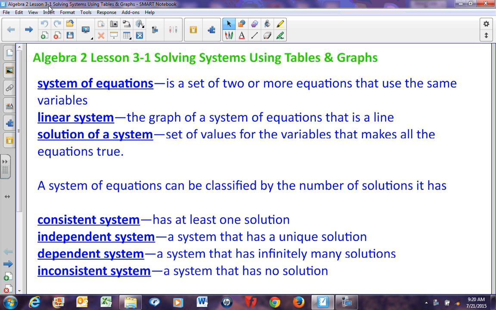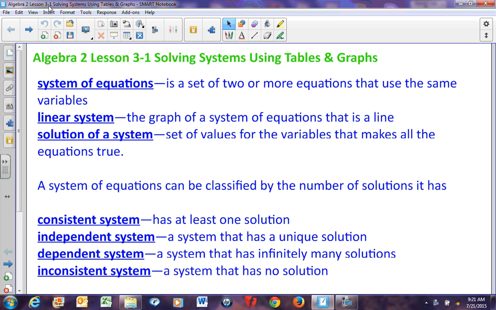A linear system is a system of equations whose graphs are lines. Linear comes from the root word line. The solution of a system is the set of values for the variables that makes all the equations true, all of the equations true at the same time.